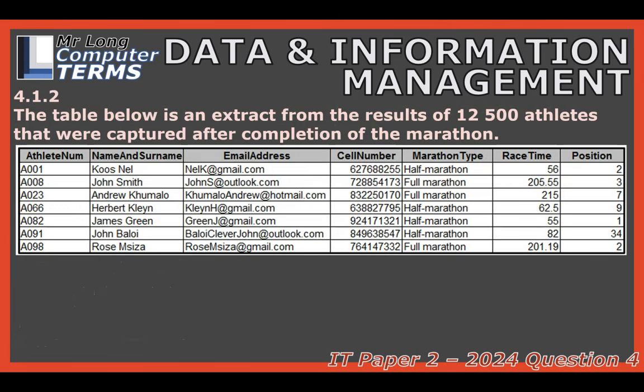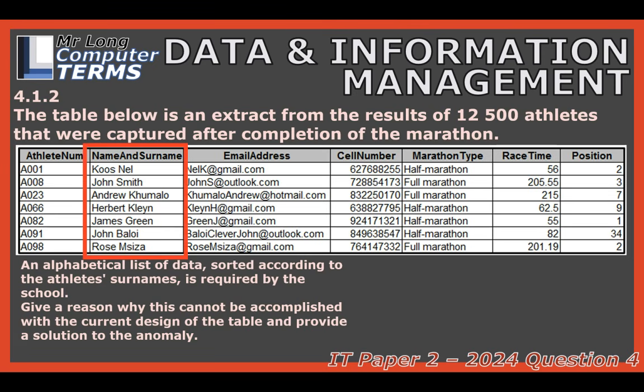So let's go look at this actual table that they talk about. Here's an extract of the data from the marathon, where we've got about 12,500 athletes. And they ask us a couple of questions revolving around how this data is stored. The first thing they're asking us is, we want to sort the information according to the users' surnames. This is not going to be very easy using this current design. Tell us why this is a problem. What's wrong with this current design?